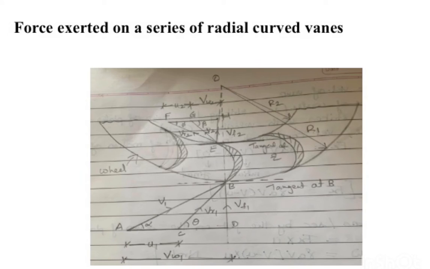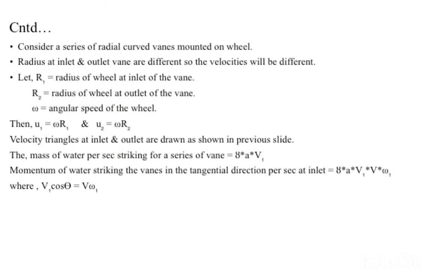As you can see in the figure, R1 is the radius of the wheel at the inlet of the vane, R2 is the radius of the wheel at the outlet of the vane, and W is the angular speed of the wheel, that is omega. Therefore U1 will be omega R1 and U2 will be omega R2. Again, you have to draw the velocity triangles at inlet and outlet as shown in the previous slide.